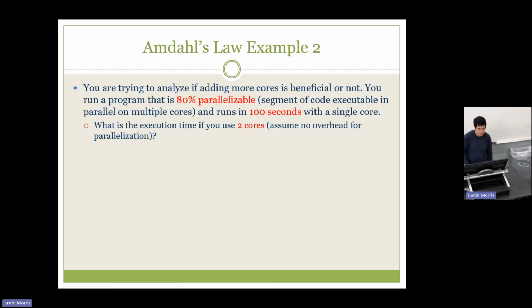Okay, so here's another example. When you're trying to analyze if adding more cores is beneficial or not, your program is 80% parallelizable. And overall, it runs in 100 seconds with a single core. So what is the execution time if you use 2 cores? And they're assuming there's no overhead for combining all of this back together.